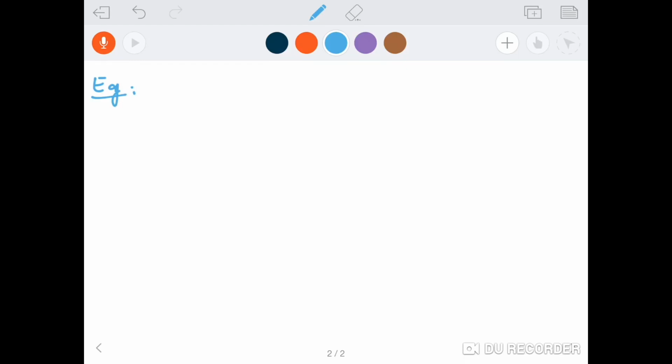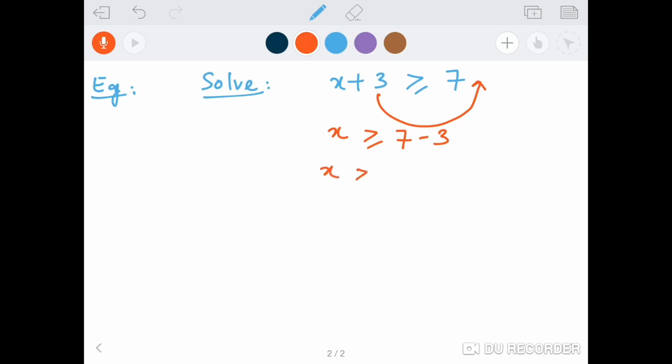Now let's take a simple example. Let us take an example where we have to solve a linear inequation. The linear inequation is x plus 3 greater than equal to 7. I have to solve this just like a linear equation problem. So I'm going to take 3 that side. When I take 3 that side, 3 is going to become minus 3. So it's going to be 7 minus 3, which is greater than equal to 4. So that's pretty much what your solution is.